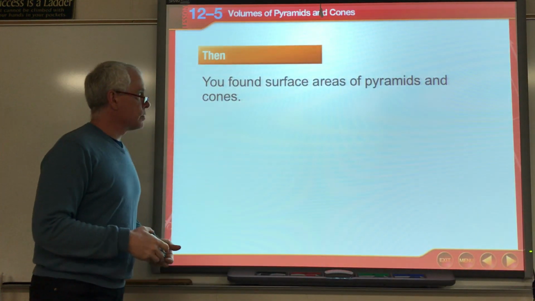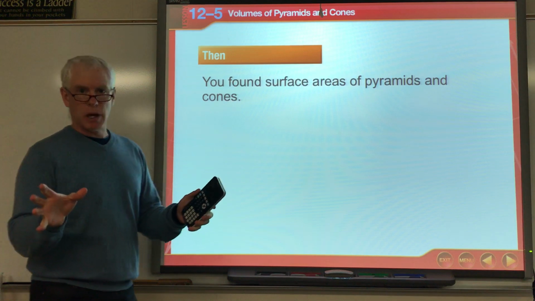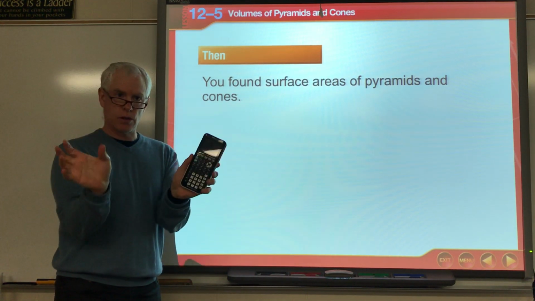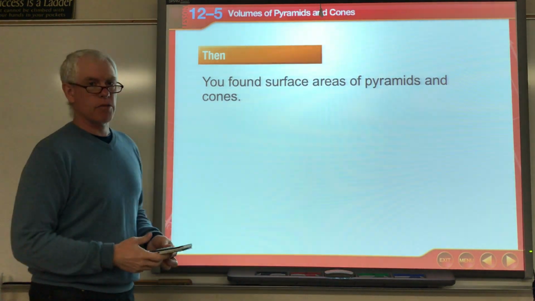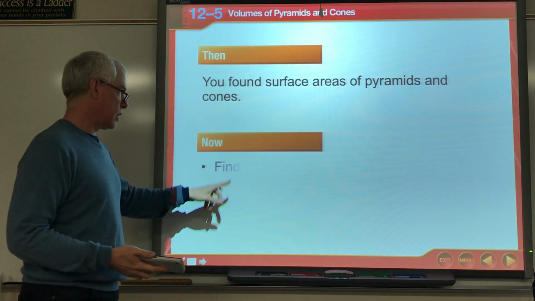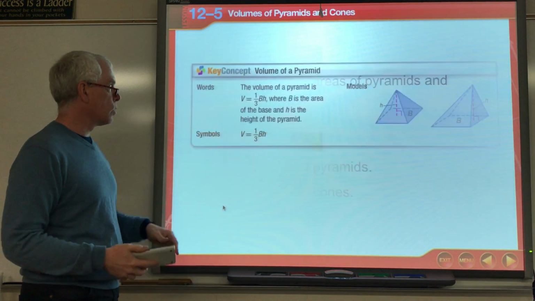In the past, we found surface area of pyramids and cones, so find that spot in your notes where you've got pyramids and cones and the surface area formula. Make sure you add the volume formula to it today. So that's what we're going to be doing, volumes of pyramids, volumes of cones.